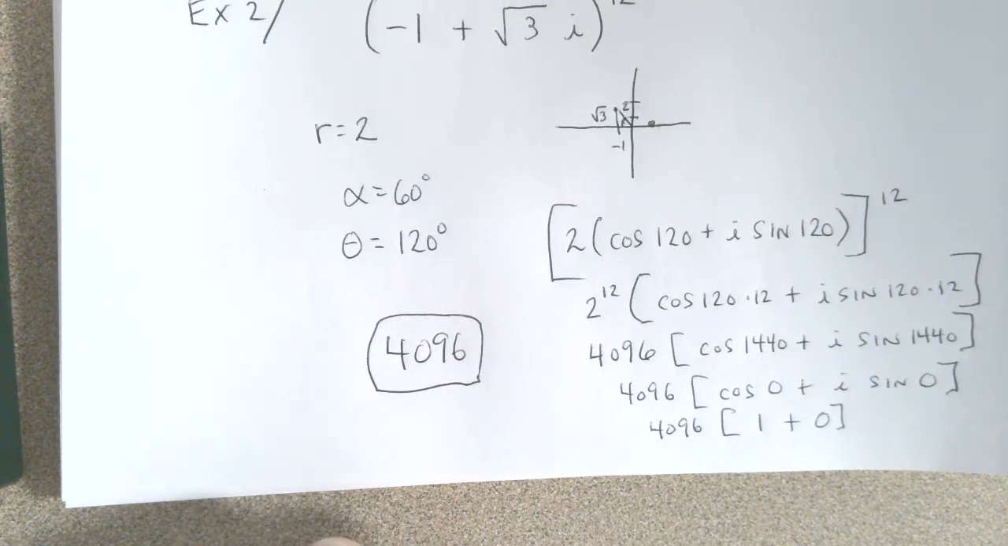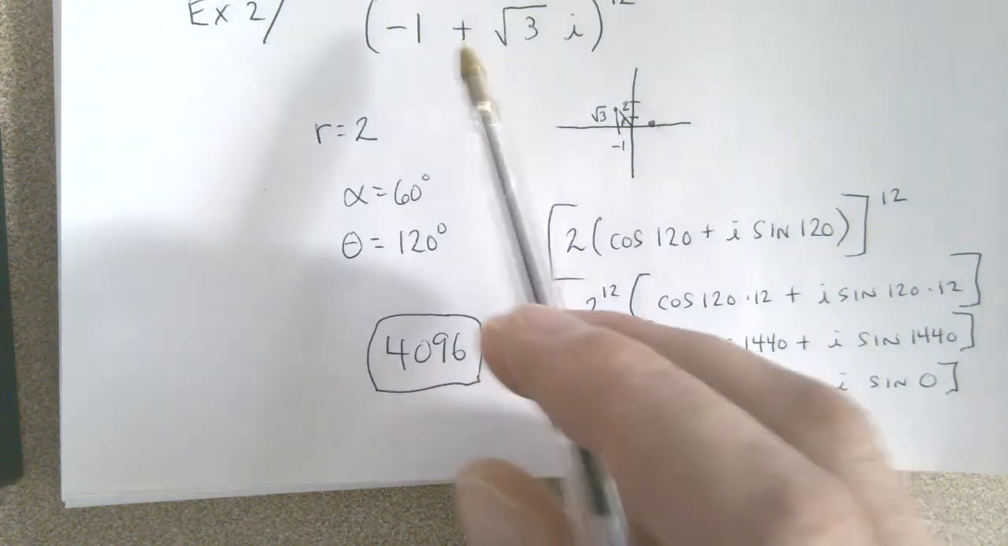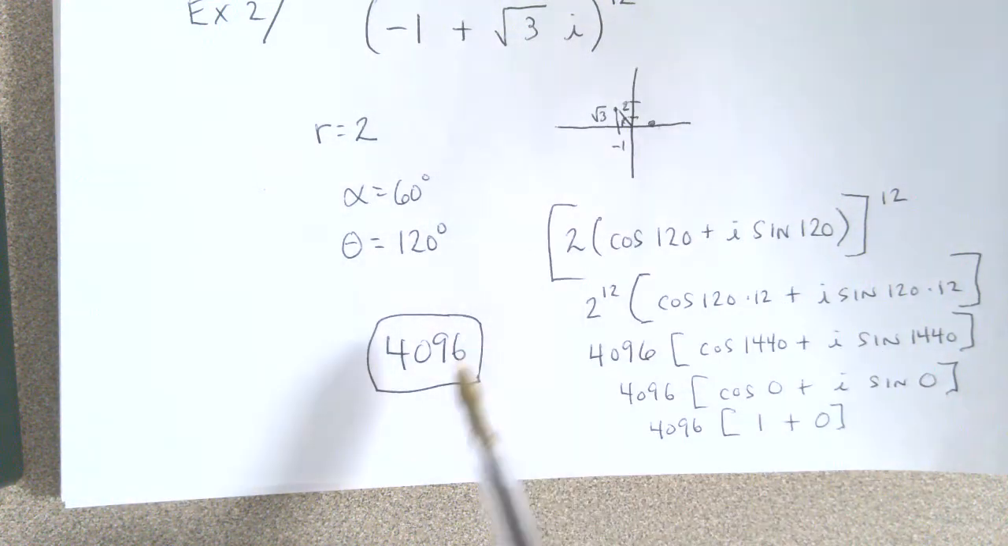What are we doing with that number? Well, that's just simply going to be our answer. That's what -1 plus radical 3i to the 12th power is. That's the value of it. Okay.